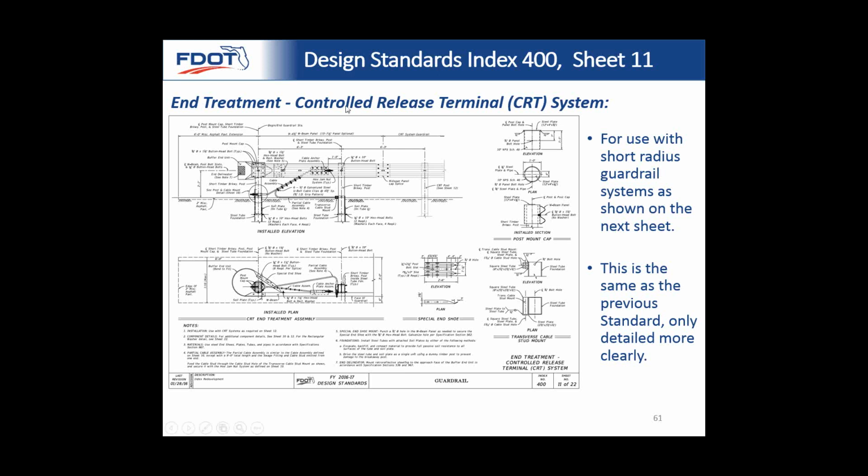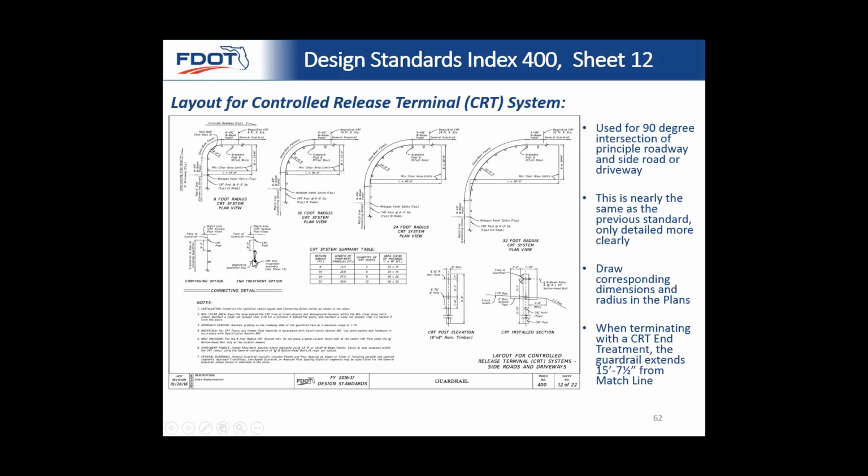This is called the controlled release terminal, for the CRT system. This is an end treatment, and it's only used in this case, right here, when you're trying to terminate a radius. Now, when a CRT system is used, this is one of the only types of guardrail designed for about a 90-degree impact. You have the principal roadway going left to right, and you're essentially trying to continue this with guardrail on a side street. You can choose one of these radius options to basically turn the corner.